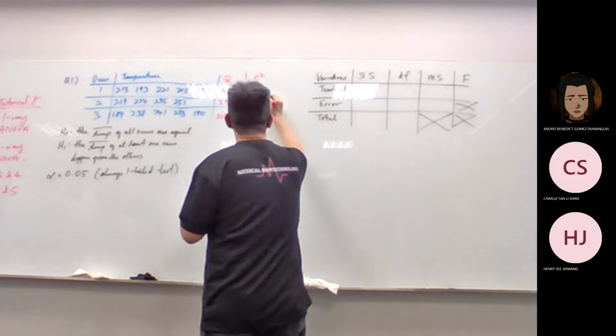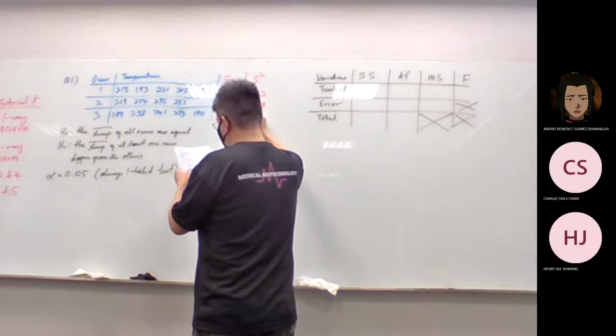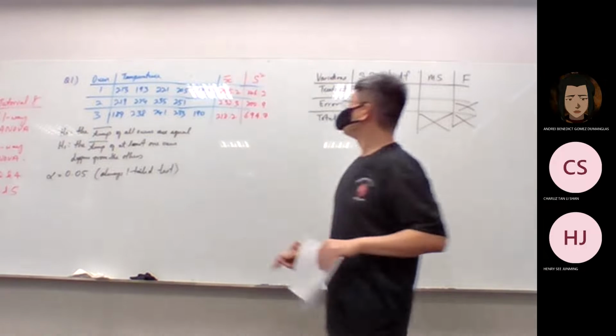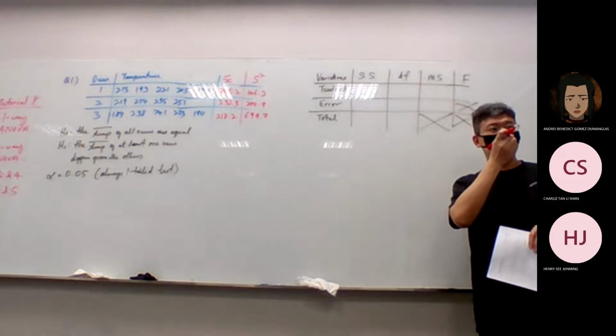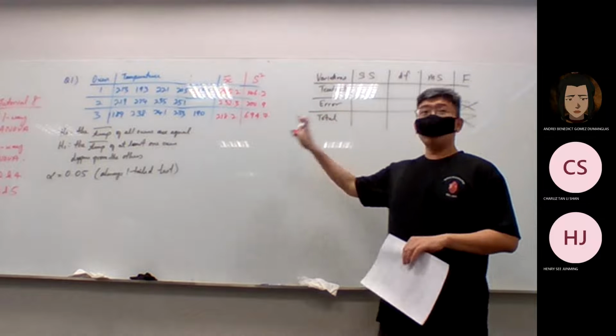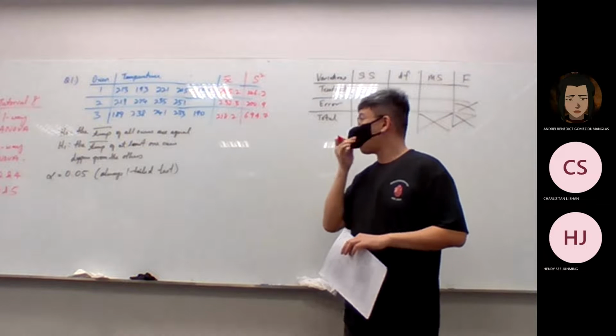Or 200.9, 694.7. Okay. Here you have time, please check your calculation, make sure you get it right.